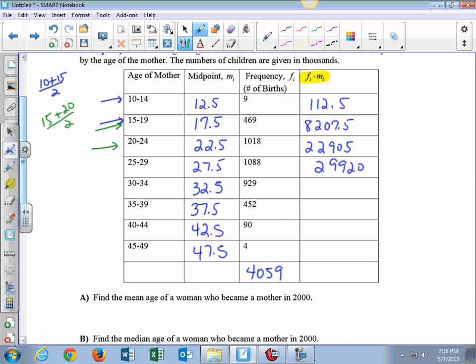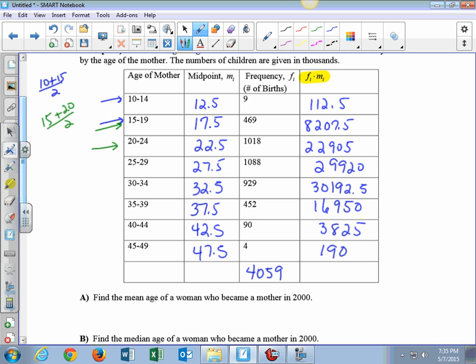29,920 for the next one. 30,192.5. Again, I'm just multiplying the first two columns together. 16,950. Wow, got to pay attention here. 3,825. I hope I got these numbers right. And the last one is 190. If I didn't get them right, I'm sure you'll figure that out and let me know.